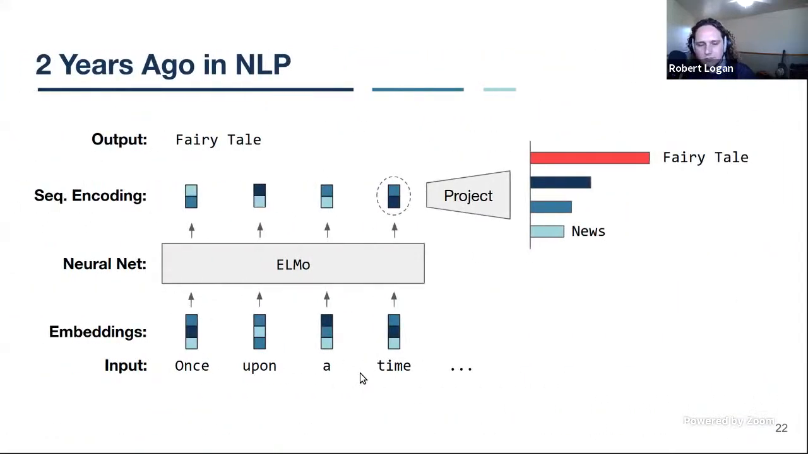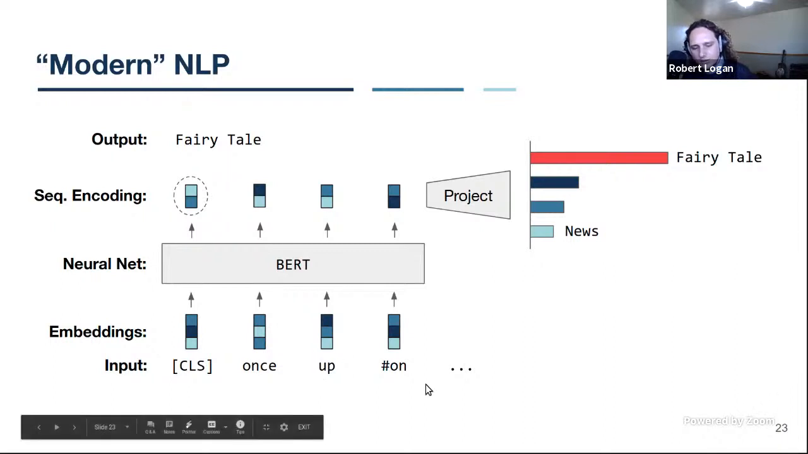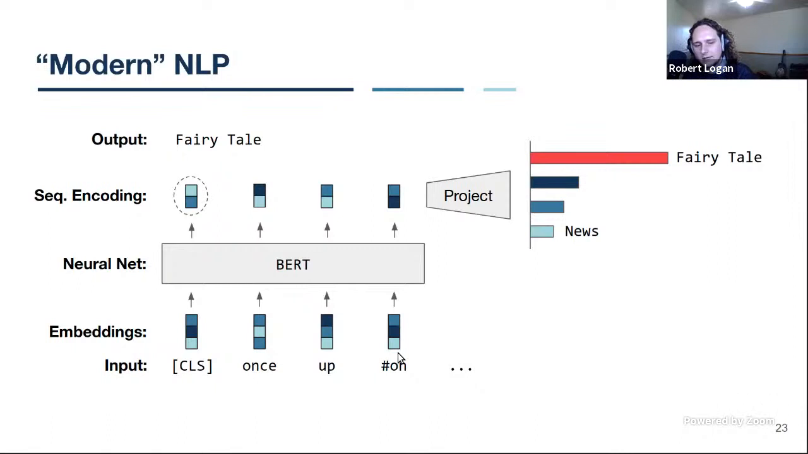Okay, and then just to quickly catch us up to the modern era of NLP, I'll call it. Again, we can see that we've really just switched out the neural network. Instead of ELMo, we're using BERT. I'll also note that now it's pretty common that people will use what are called word pieces in the input instead of full words. So you can see that the word upon can get split into something like the prefix up, and then this hashtag lets you know that you're continuing the word, so that you have on. And this is nice because it allows you to have a much more flexible vocabulary using far fewer tokens.